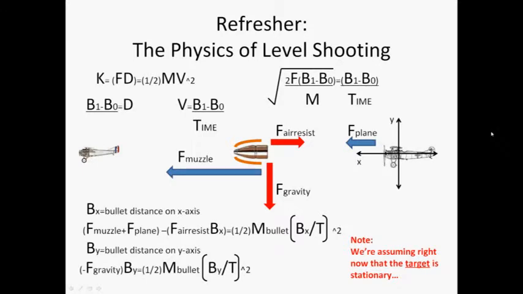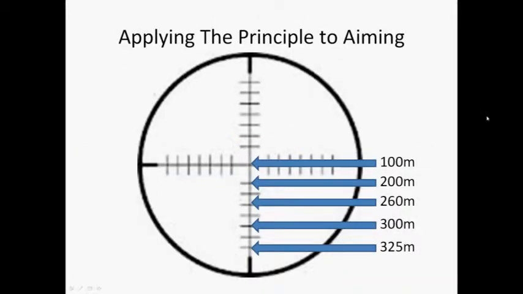Now somebody's probably out there screaming at their computer screen saying, "You just took me through all of that to prove that a bullet flies in a parabolic trajectory and drops over time?" Yes, I did. That's right. Now why? Because let's see how that principle applies to aiming.